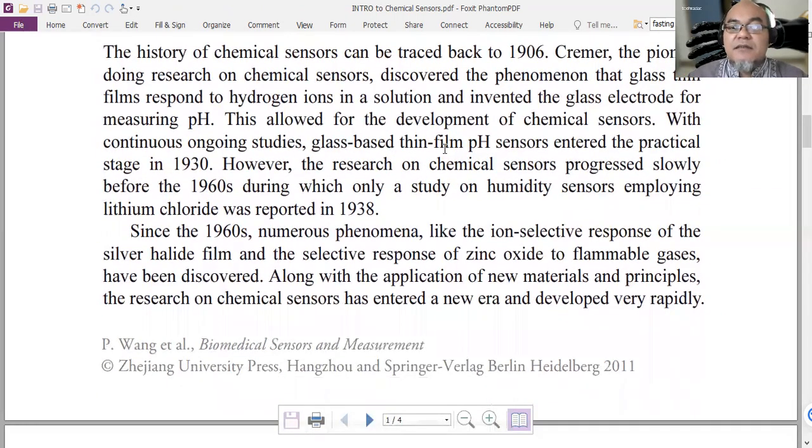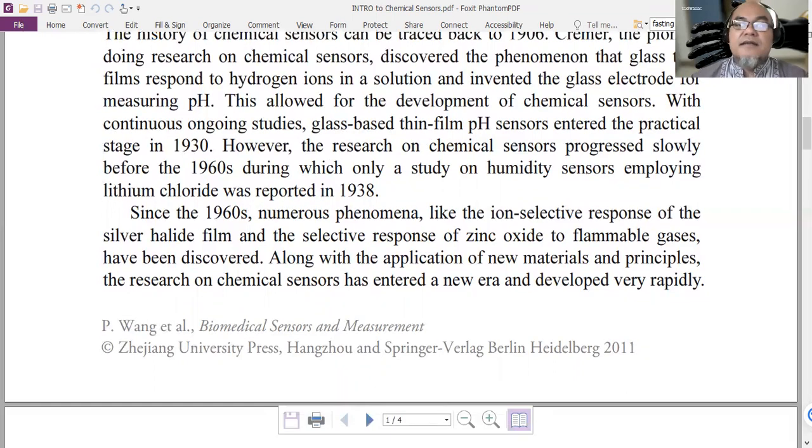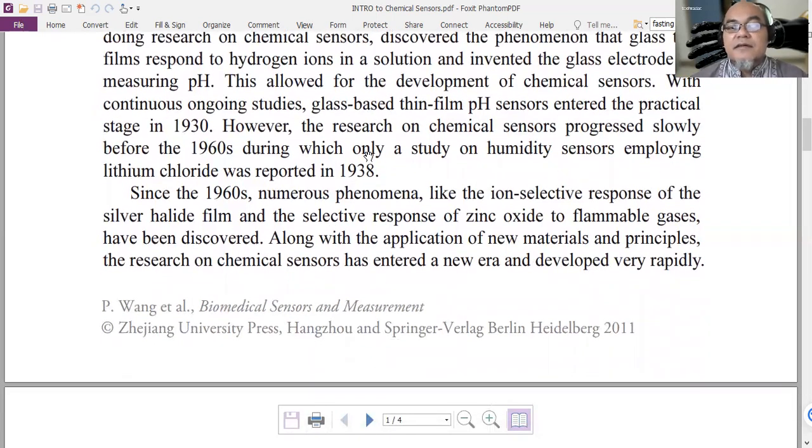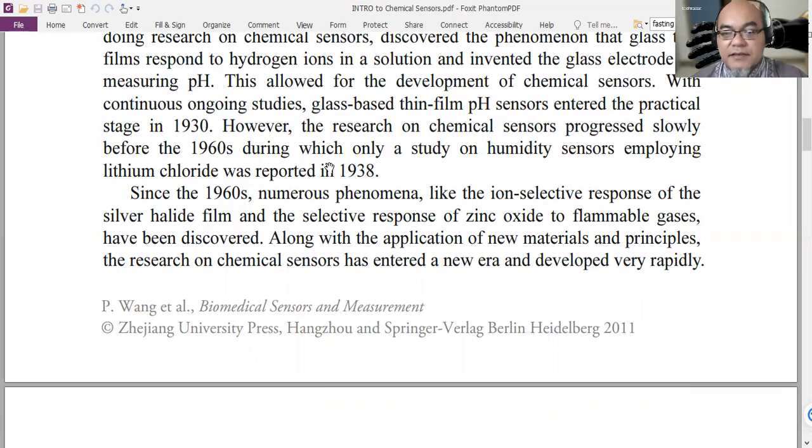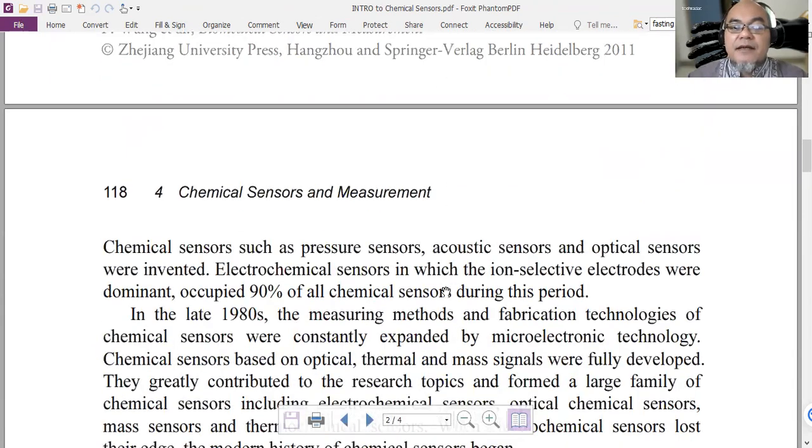However, the research on chemical sensors progressed slowly. After the pH sensor, we then have the study on humidity sensors. And since 1960, many different chemical sensors were invented, like ion selective electrodes to detect the presence of ions in a liquid sample, using silver halide, and zinc oxide to detect flammable gases, the beginning of the invention of gas sensors.